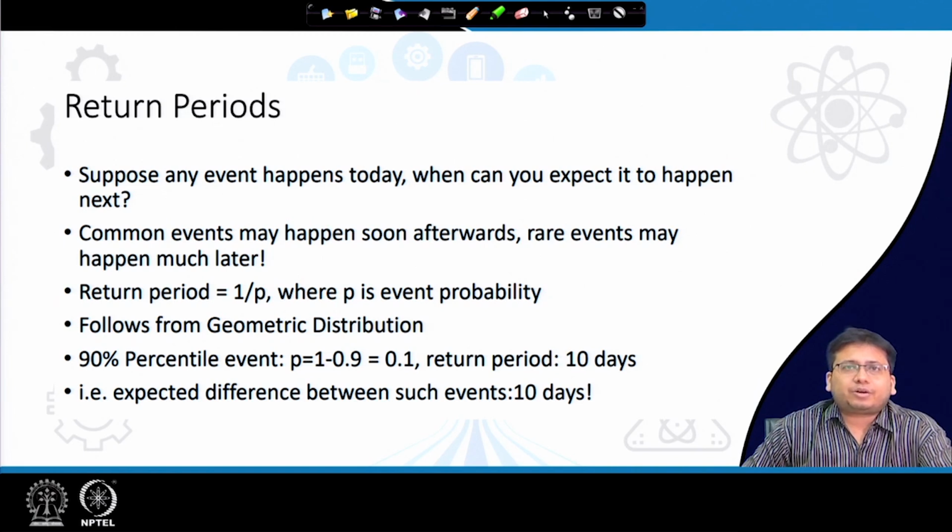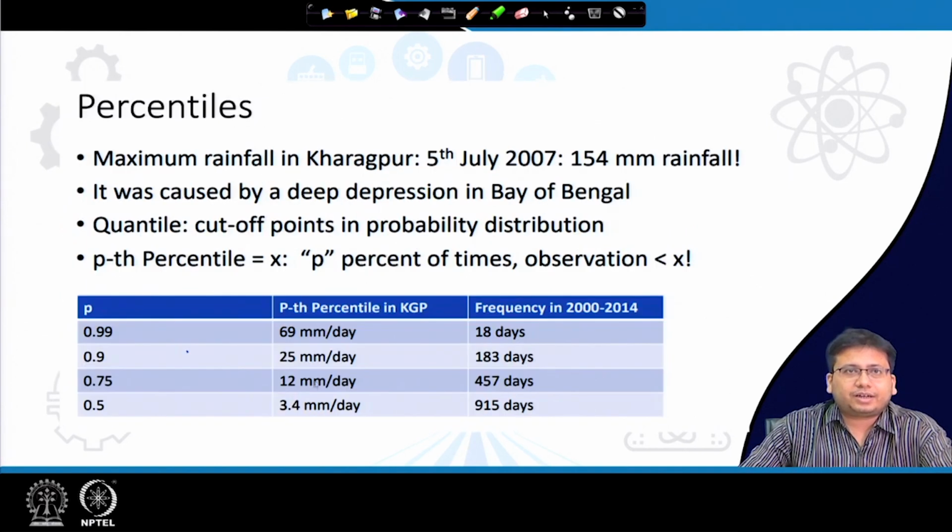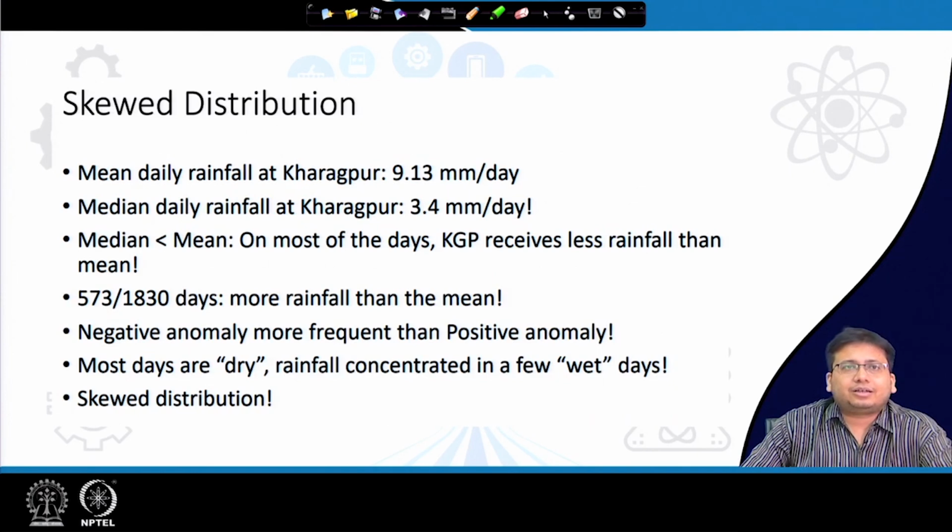So that means that once a 90th percentile event happens, in the case of that Kharagpur rainfall data set, that 90th percentile was 25 millimeters. It's like saying that if on a given day there is 25 millimeters of rainfall, we may expect such a thing to happen again after 10 days. Okay.